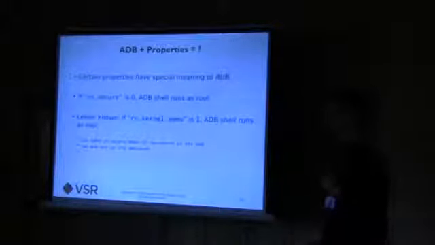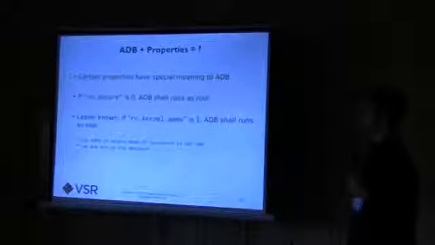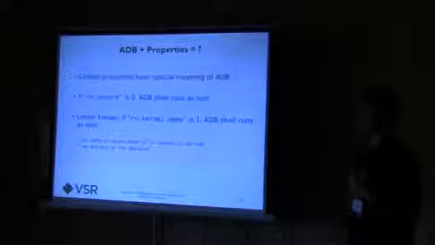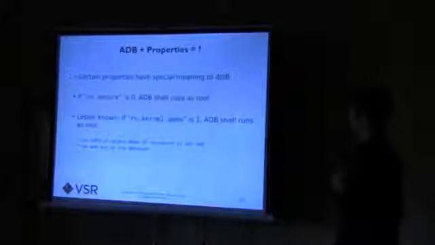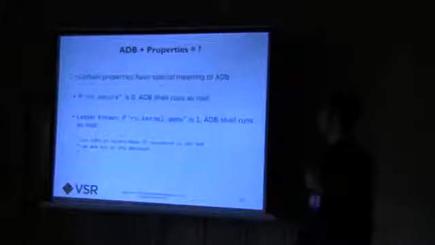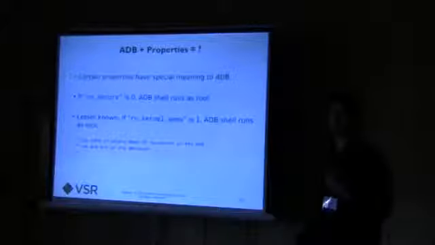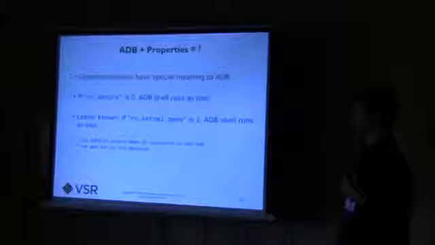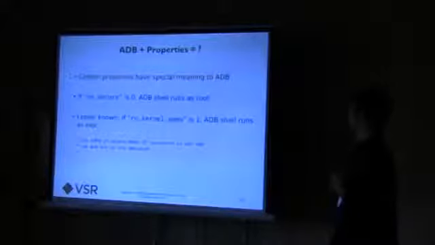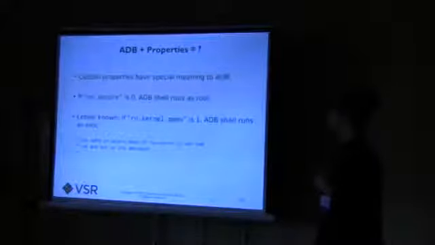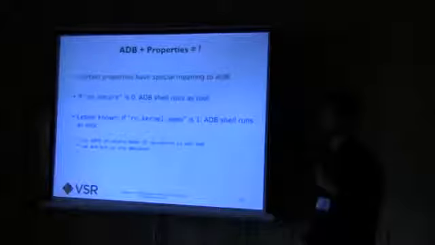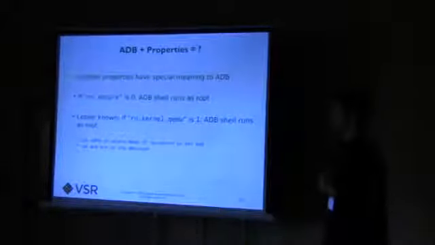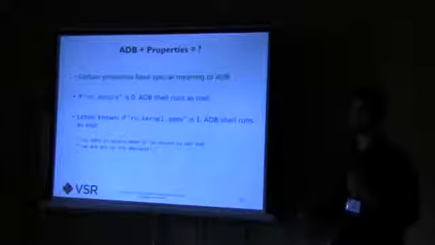And then finally, putting these pieces together, ADB and certain properties interact with each other in specific ways. So if the ro.secure property is set to 0, then the ADB shell will run as root instead of shell. There's a lesser known interaction here though. If the ro.kernel.qemu property is set to 1, ADB shell also runs as root. And this is just a little comment from the ADB shell: this is designed to give root access to the emulator.